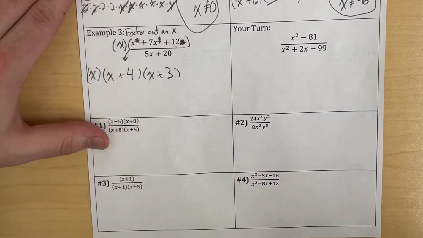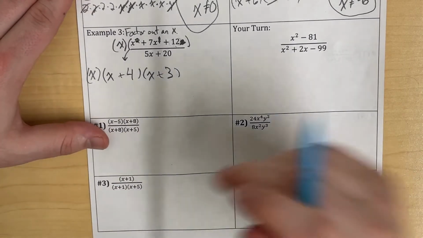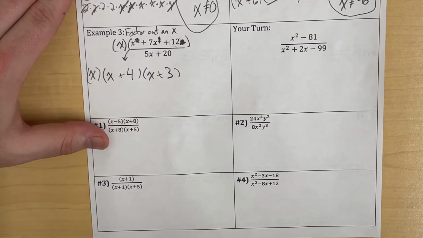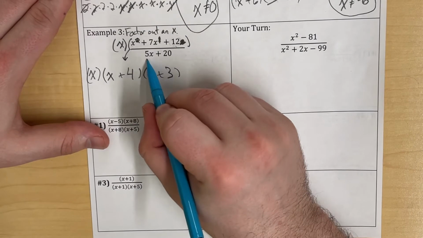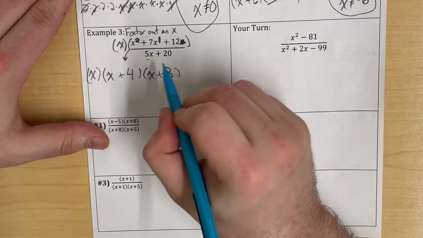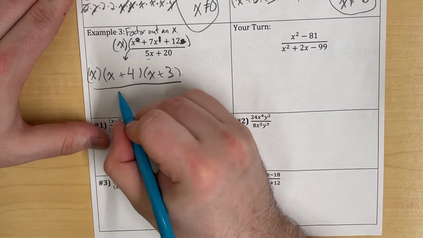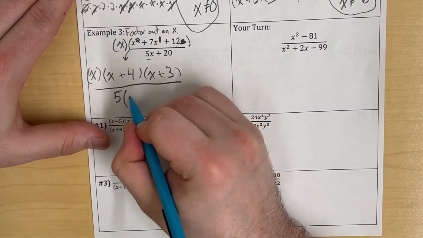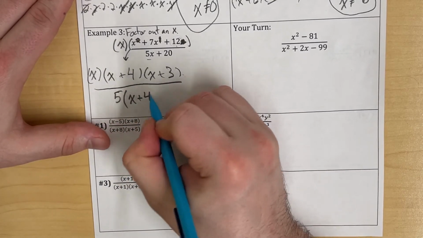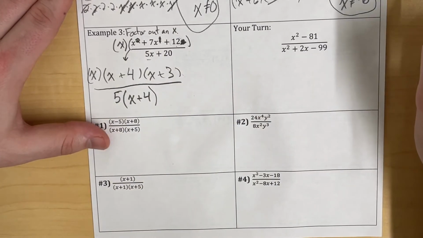So I can say two numbers multiplied together to give you 12 and their sum is 7 would be 4 and 3. And then if you look in your denominator, I can say, hey, what can I factor out? What would be the greatest common factor of 5x plus 20? Well, I could factor out a 5 from each of those terms. I'd have 5 on the outside, and then I have x plus 4 in my parentheses.